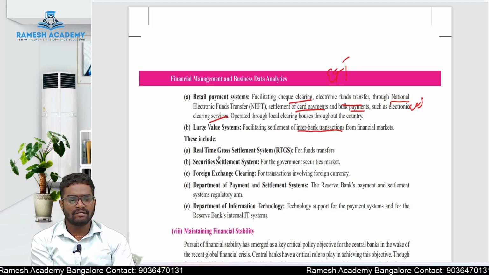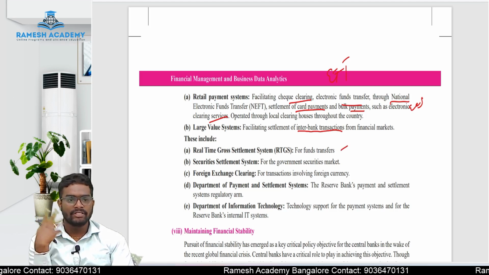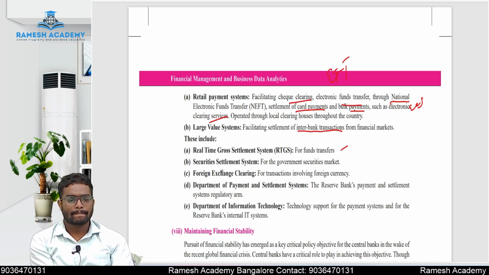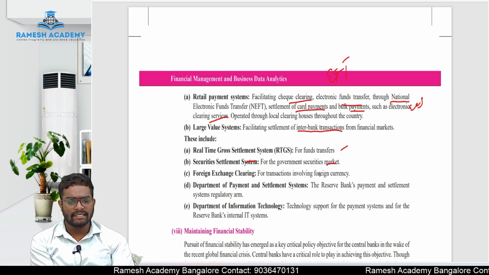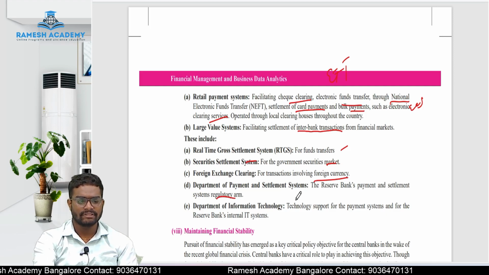Next we have the other facilities like RTGS. So the limit for RTGS is more than 5 lakh, I guess. If it is more than 5 lakh, RTGS will be done within 5 minutes. Security settlement system for the government securities market. Foreign exchange clearing for transactions involving foreign currency. Department of Payment and Settlement System, it is a regulatory arm. Next, information technology, it will give information.